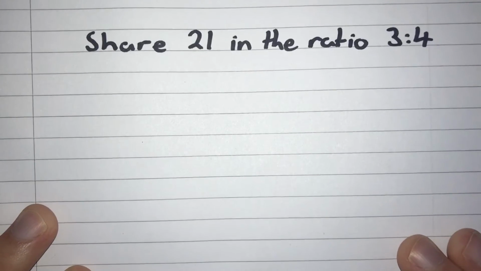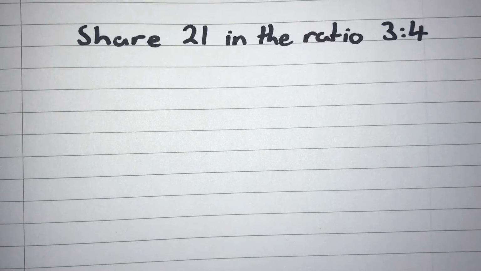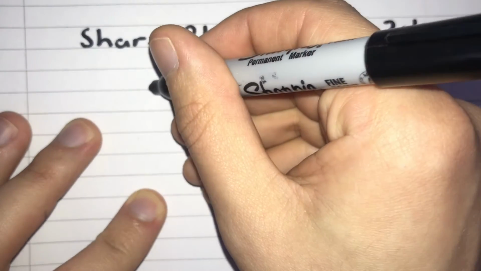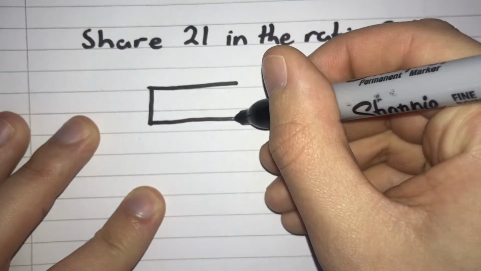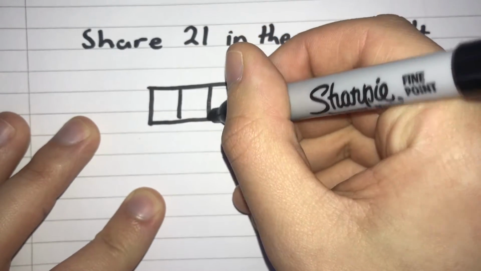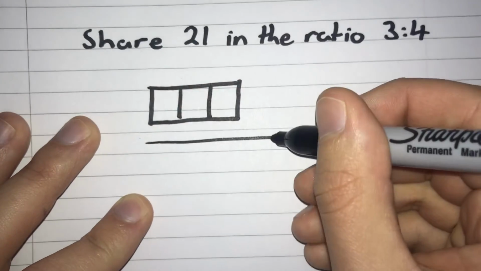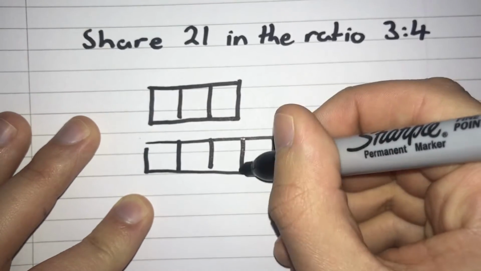Now let's try another example. This time, we're asked to share 21 in the ratio 3:4. So again, let's draw out our bars. So our first bar this time is going to be for 3. And we split this up into 3 parts. And then our second bar is going to be for 4, so it's going to be slightly longer. And we split it up into 4 parts.